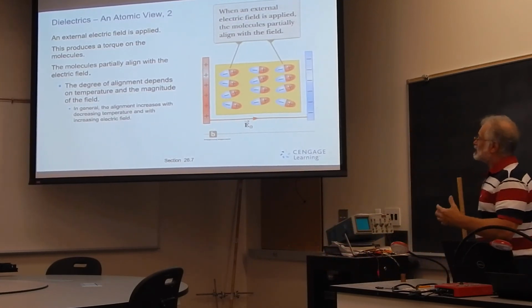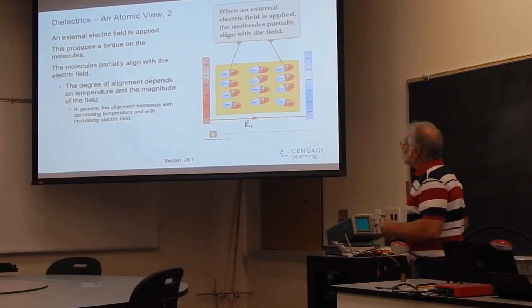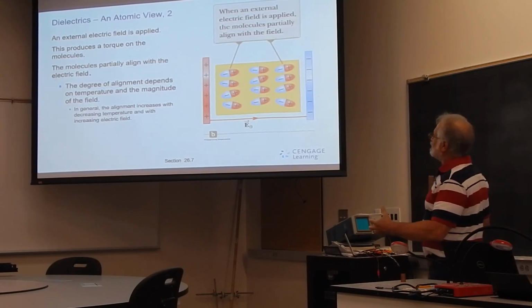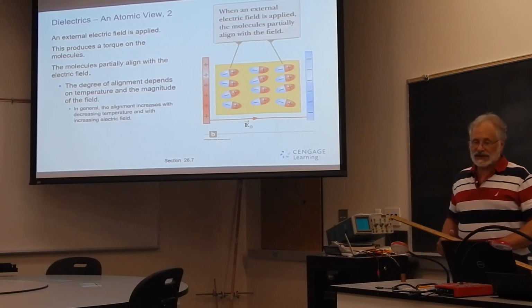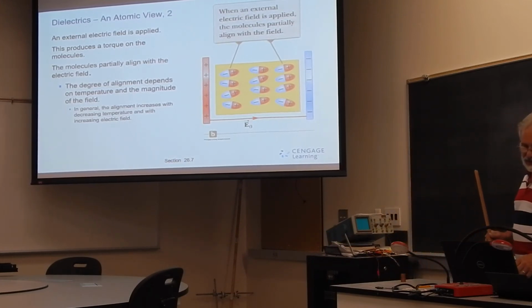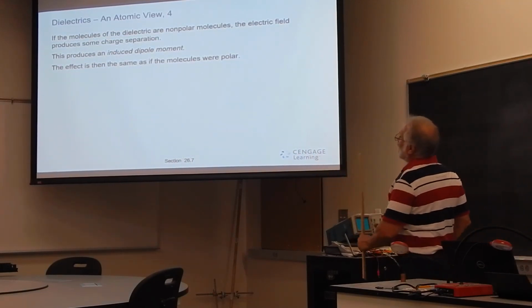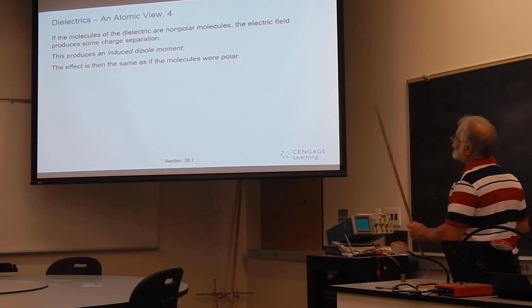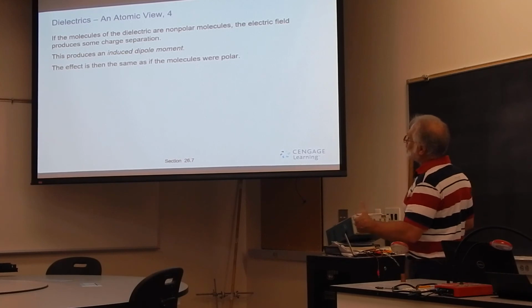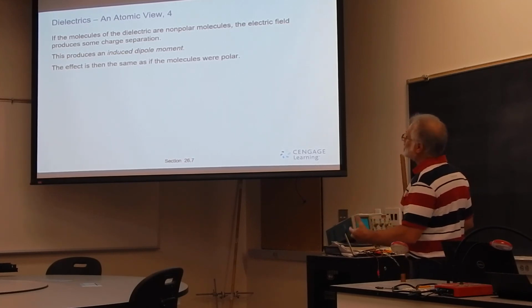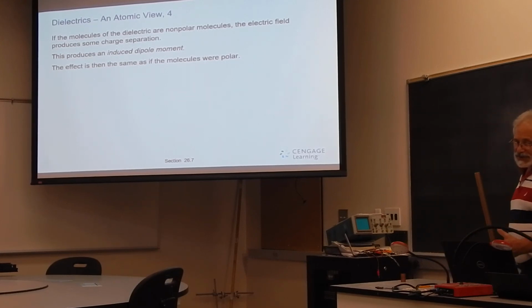As long as the temperature isn't too high, the electrical effect will be larger than the thermal effect, and so we'll have this degree of alignment of the molecules. So you have a polar molecule in that sense. If I use molecules in a dielectric that are nonpolar, by inserting an electric field, I can produce some charge separation, induce a dipole moment, and it would be almost as though the molecules were polar.